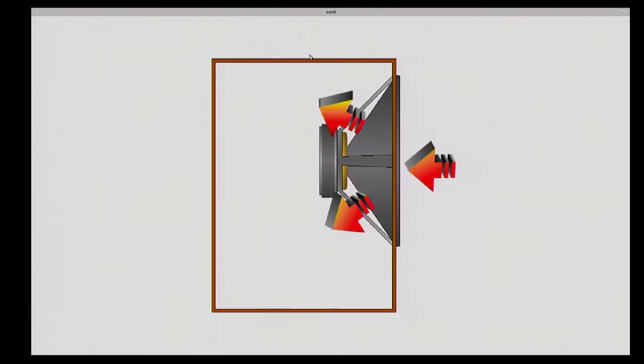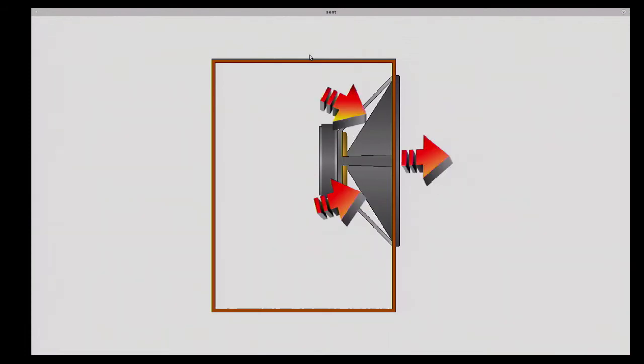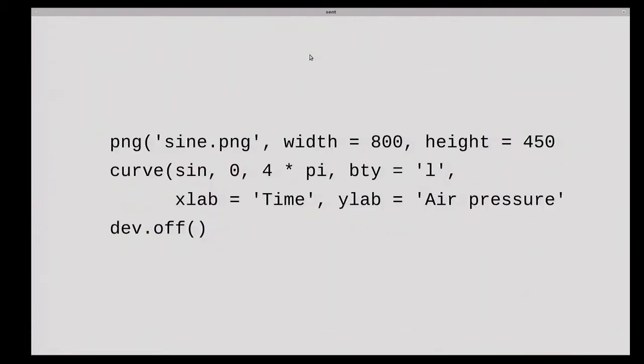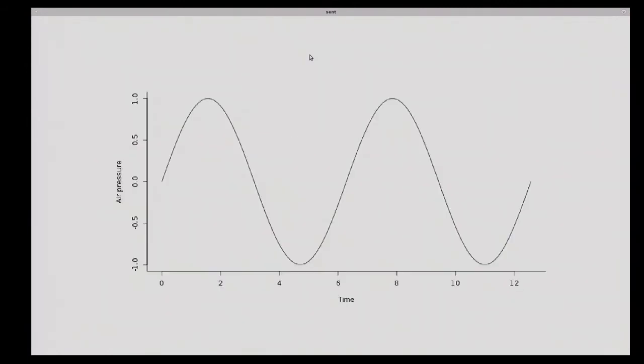And because we're doing this from a computer, we send a signal through a wire that goes to the speaker, that changes in voltage, and that moves the speaker back and forth. So we can generate in R a wave, like some numbers like this, and then we could send this signal through the wire, and that would get us the sound in the speaker.